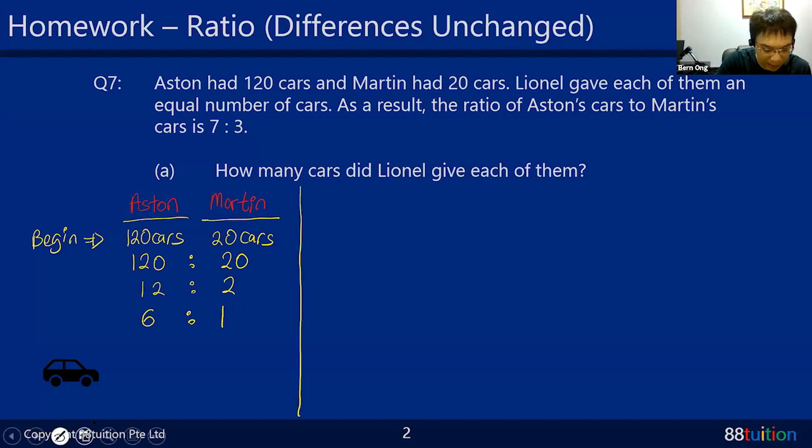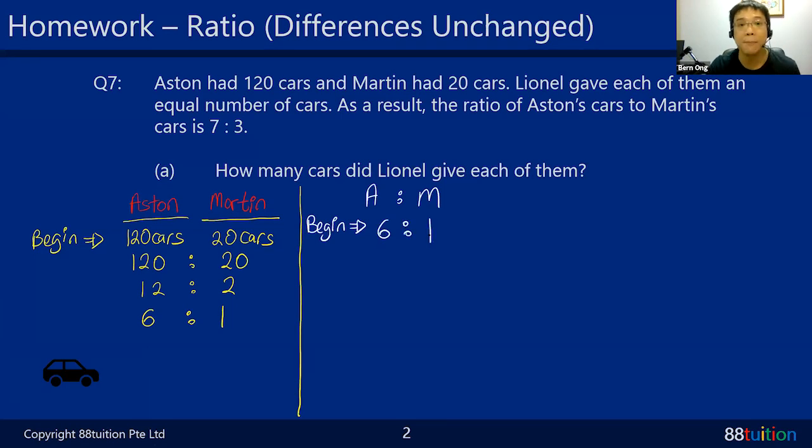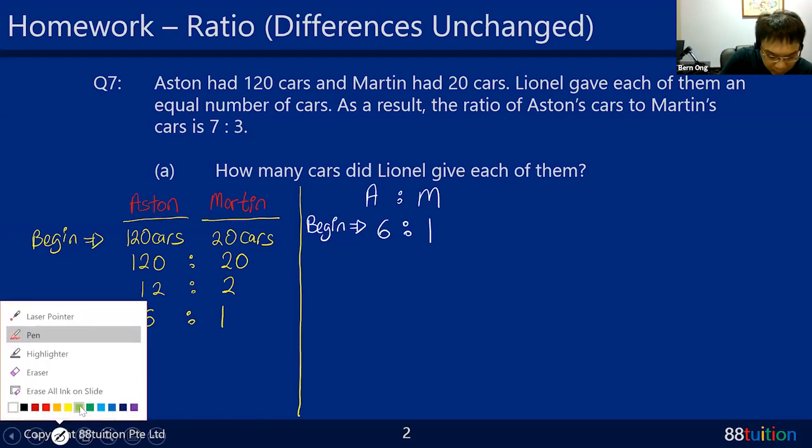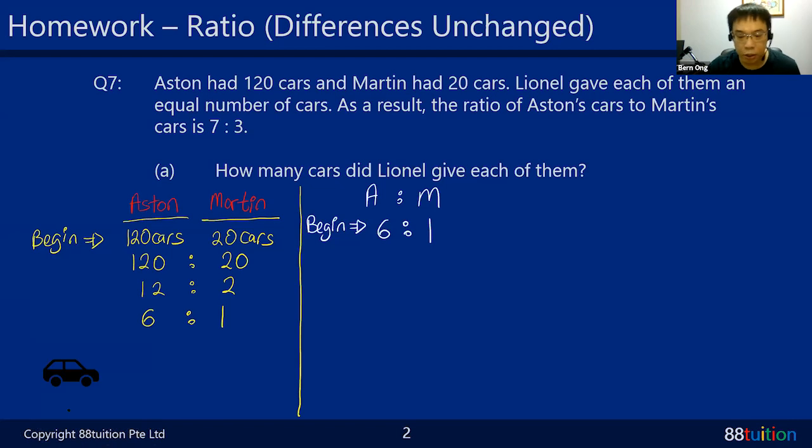So here I will start to write down my story. Ashton is A, Martin is M. At the beginning of the day, the ratio of Ashton to Martin is 6:1. Then something happened. What happened? Leonard goes and buys each of them some extra cars. And the extra cars is what?